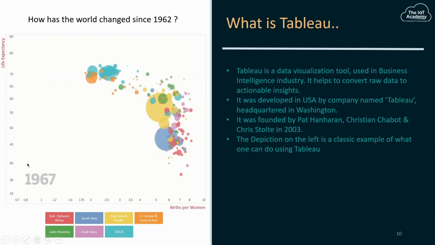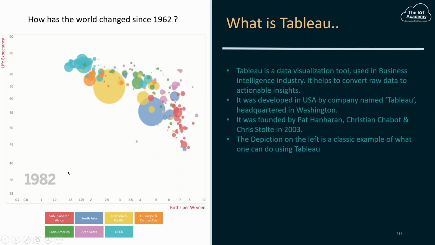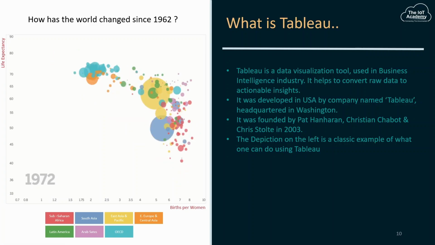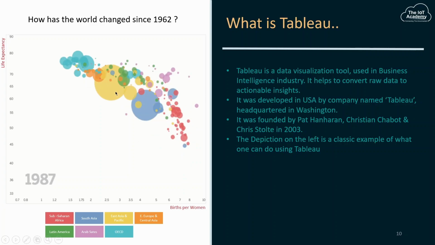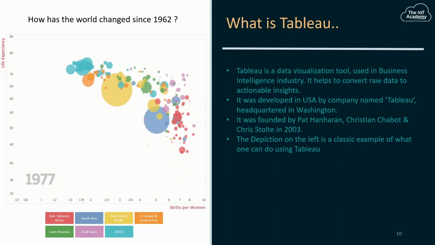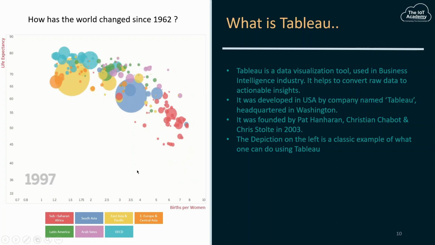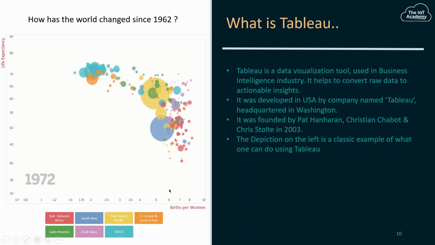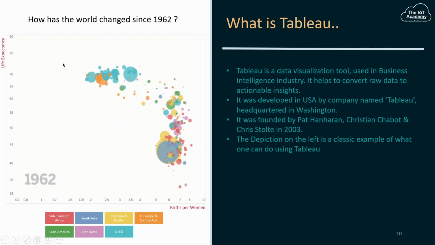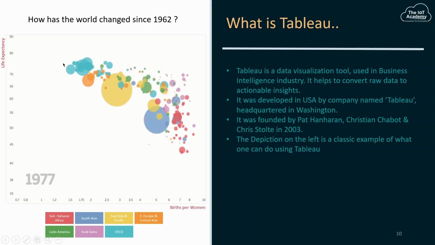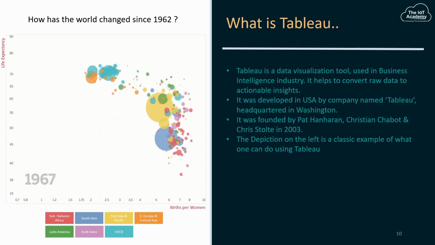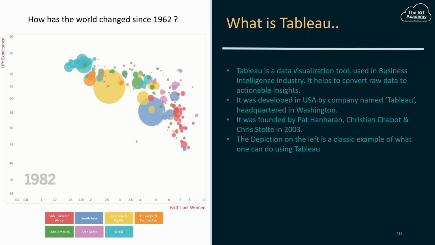We are observing that in this graph the year is changing. So it's effectively a three dimension chart, the colors representing the respective countries, and it's showing us how the world has changed since 1962. So what we can infer from this graph is how with time the changes have occurred in terms of the countries whose life expectancy has increased and their births per woman have also decreased.